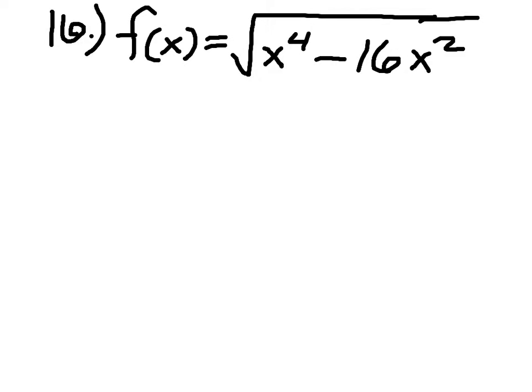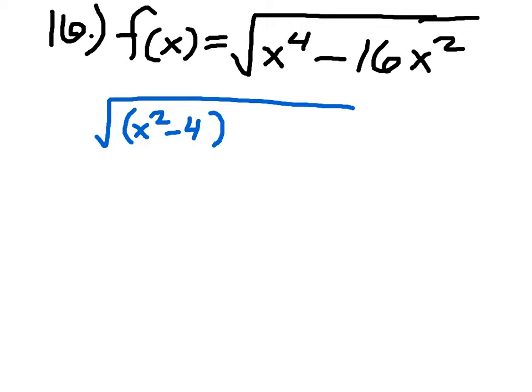So first thing I'm going to do with f of x here is try and simplify the pieces of the function. Looks like it could pull out, well, actually, it looks like we've got a difference of squares in there. We've got x squared minus 4x times x squared plus 4x.